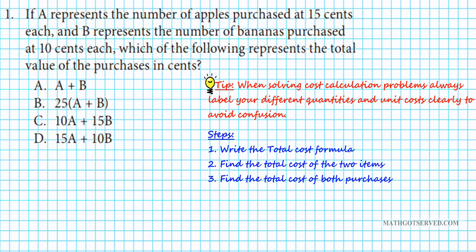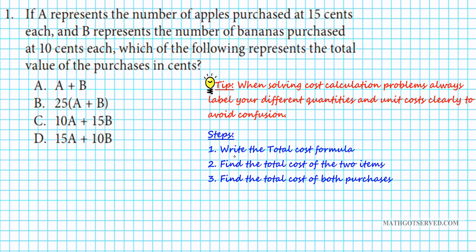It reads, if A represents the number of apples purchased at 15 cents each, and B represents the number of bananas purchased at 10 cents each, which of the following represents the total value of purchases in cents? So a quick tip, when you're solving cost calculation problems, you always want to label your different quantities and unit costs clearly to avoid confusion.